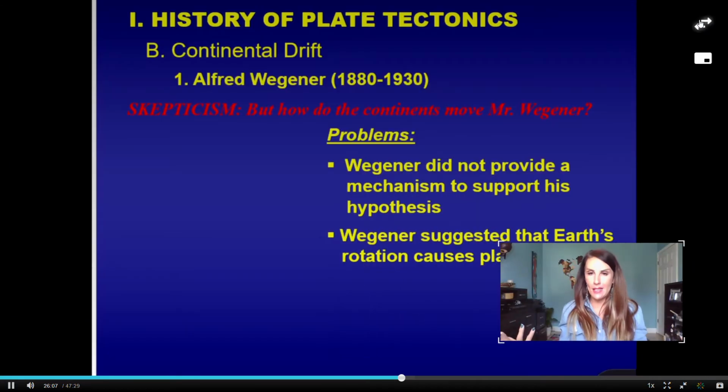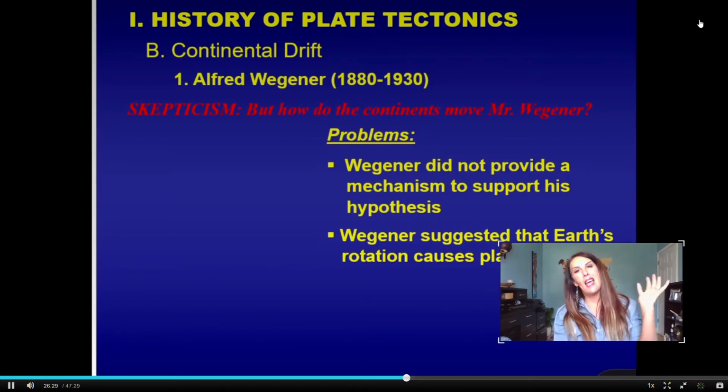That was a big flaw that Dana and Hall also had: they suggested ideas of mountain building, but they didn't provide what? A mechanism. They didn't provide a suggestion as to how things were moving. So he gives his line of evidence for why he thinks the continents were together, but the motion of getting them together is what he did not present. And so there's a lot of skepticism towards his ideas of continental drift.